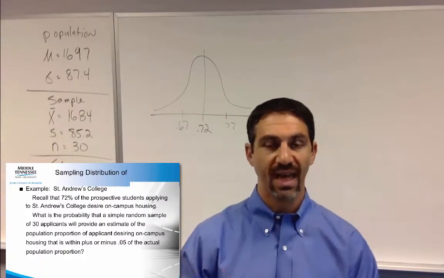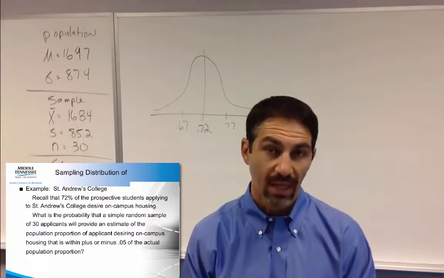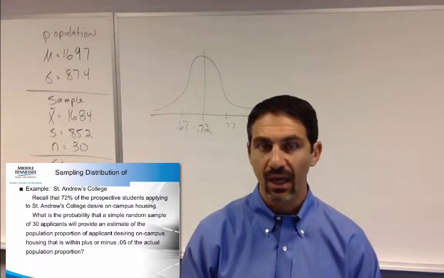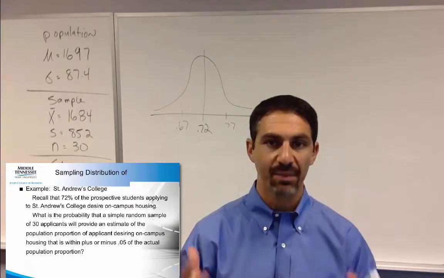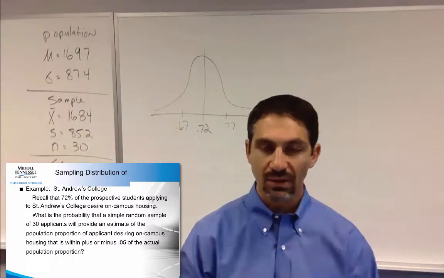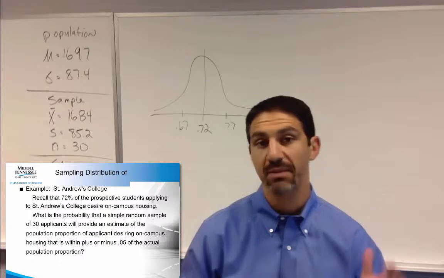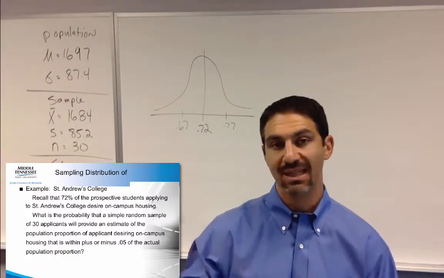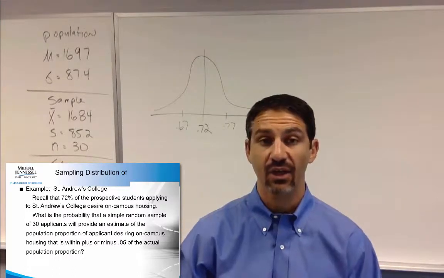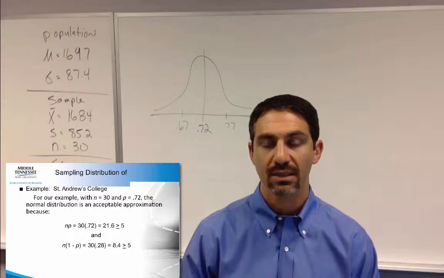So if we find out that at St. Andrews College, 72% of all students want on-campus housing, and we want to know the probability for a sample of 30, so let's say we have 30 incoming freshmen, of the proportion of those students being between 67% and 77%, what's the probability of that occurring? We can calculate it using z-scores.